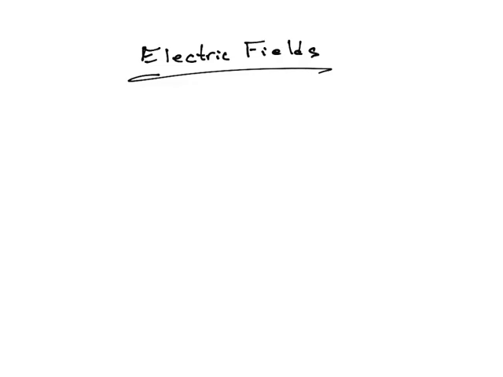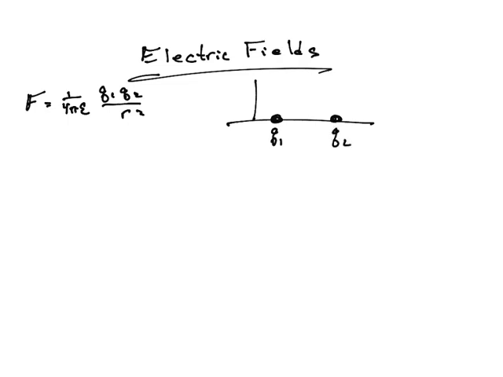Last time we talked about the Coulomb force on a charge due to another charge, and we found it was 1 over 4 pi epsilon naught Q1 Q2 over r squared, where we have two charges, Q1 and Q2, separated by a distance r, and we want to know what's the force between them. Attractive, repulsive, of course, that's what we found.